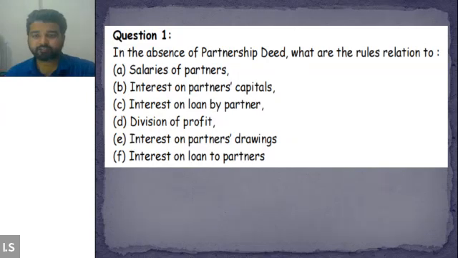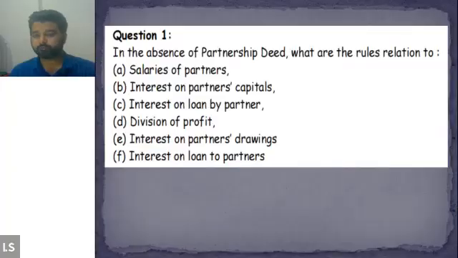Next point is interest on loan by a partner. When a loan is provided by the partner, in such a situation, is the partner entitled to claim interest on such loan if the partnership deed is silent, yes or no? Yes. At what rate? 6% per annum.